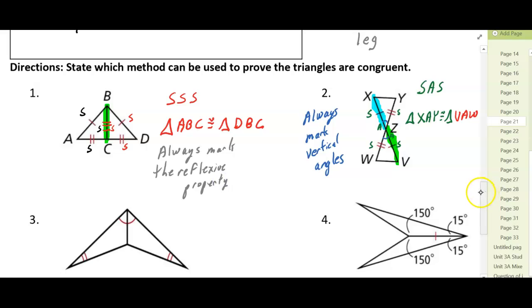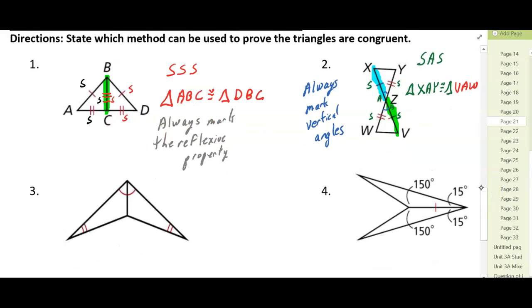So let's take a look at problem number 3. If you look at problem number 3, again, you get to mark the reflexive property. So I'm going to put those blue marks. On the triangle on the left, I have angle, angle, side. For the triangle on the right, angle, angle, side. So these are congruent by angle, angle, side. And I'm even going to say triangle. Oh, these are not labeled, so I'm not going to say the letters.